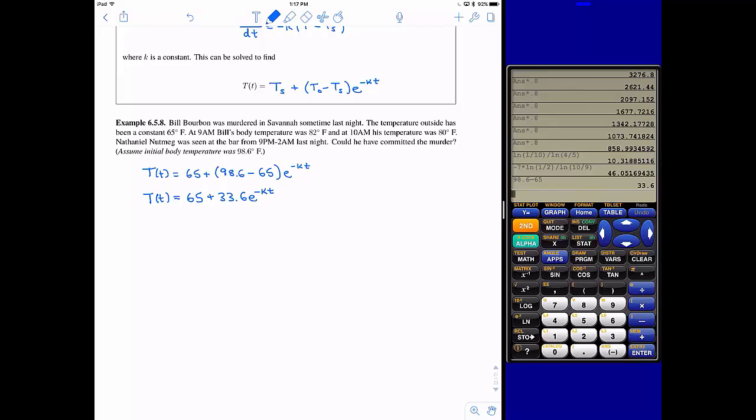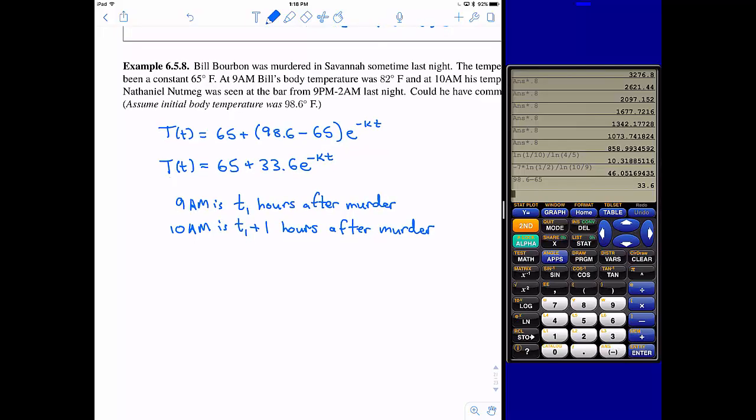Okay, so let's set up some times here. We don't know how many hours after the murder 9 a.m. is. So I'm going to say 9 a.m. is T1, T sub 1 hours after the murder. And therefore 10 a.m. is going to be T1 plus 1 hours after the murder. My goal is to figure out how many hours after the murder is 9 a.m. So I want to solve for T1, and if I can do that, then I've done a great job.